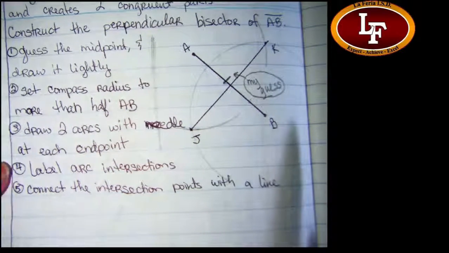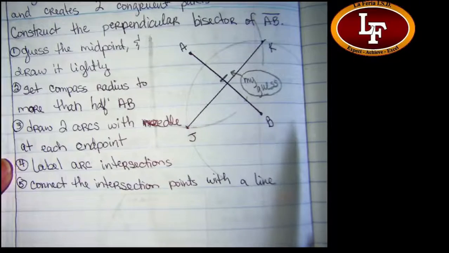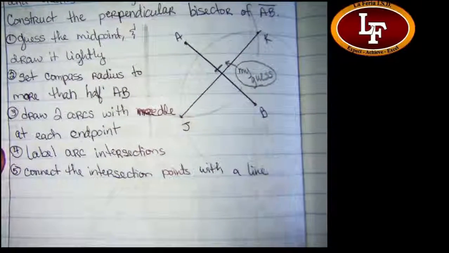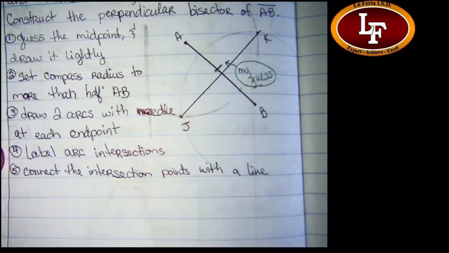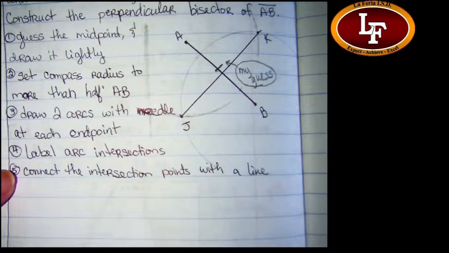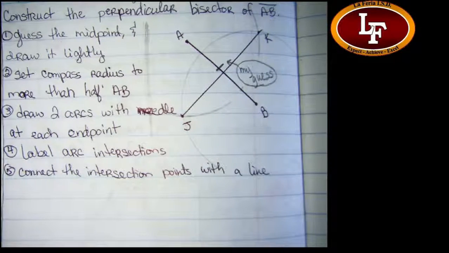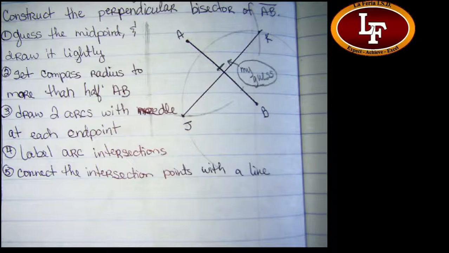So step 4 was to label where the arcs intersected. That was the only part that I was concerned about, where those arcs ran into each other. Hey, I got it. Oh, I get it now. You got it right on also? Me too. Nice. We're smart.